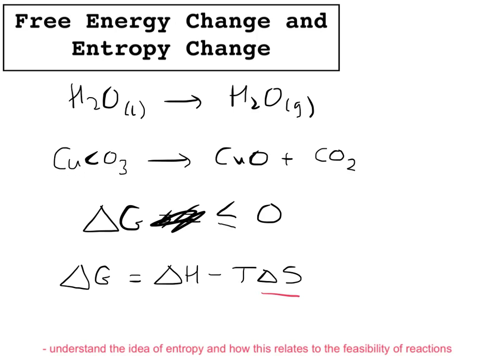Now, if our entropy change is positive, i.e. things become more disordered, then this value here, minus T delta S, will always be negative. And so that makes the likelihood of delta G being negative as well more likely.